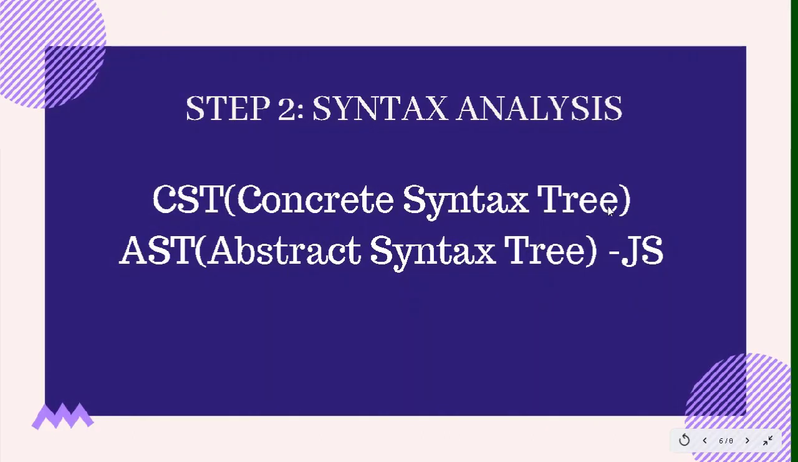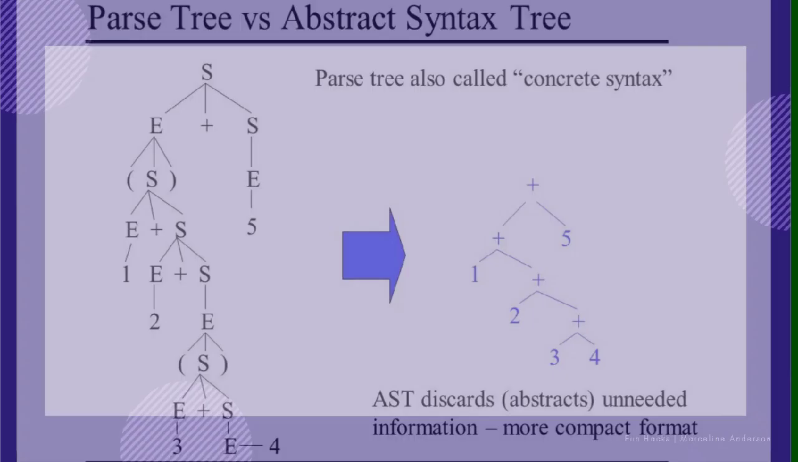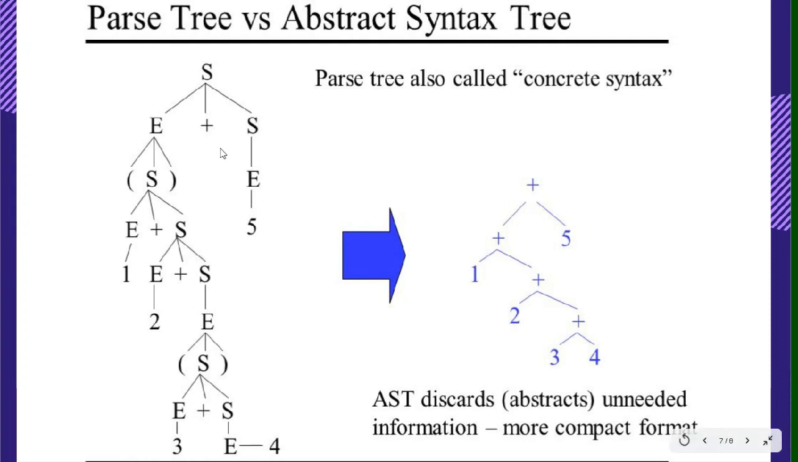Now let's discuss the second step, which is syntax analysis. In this, two things are there: the concrete syntax tree and the abstract syntax tree. In the first step, tokens were generated. What happens in this step is that all those tokens are organized in a tree-like structure. Both trees look the same, but the difference is that in the concrete syntax tree we give more explanation.